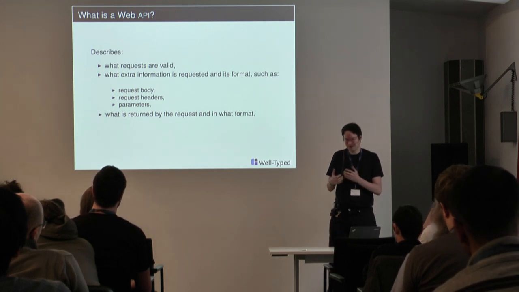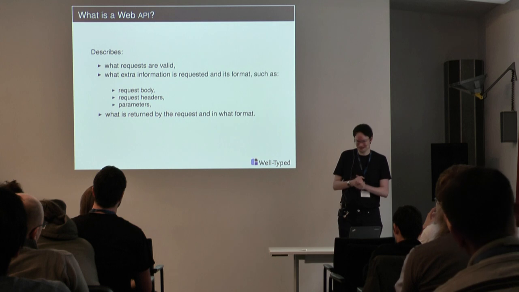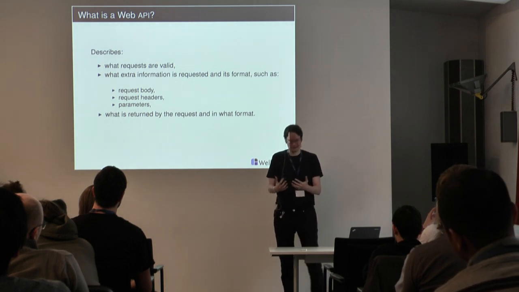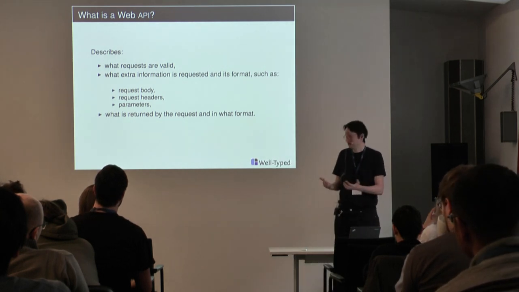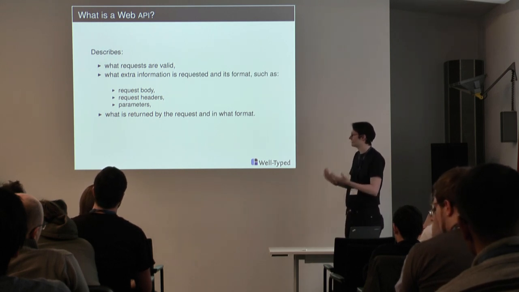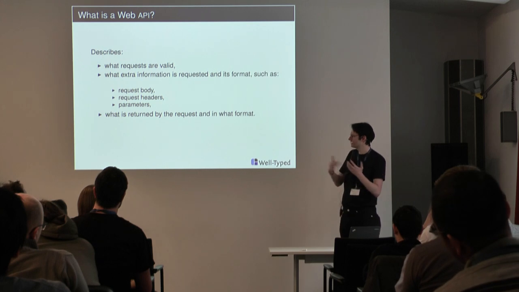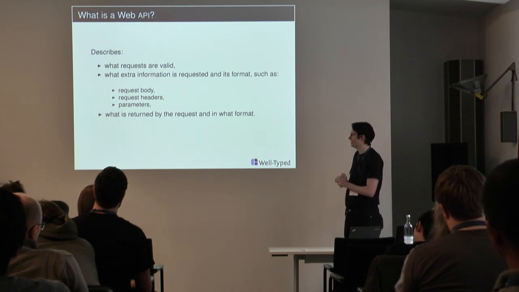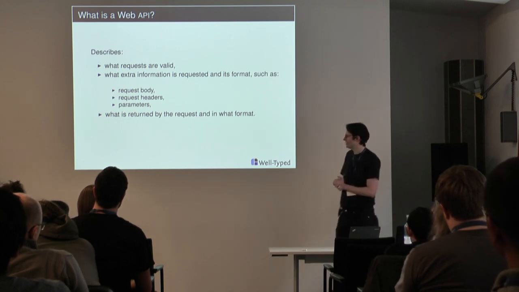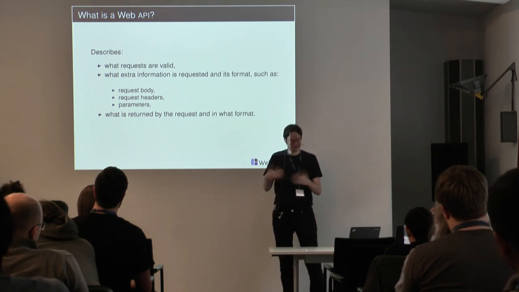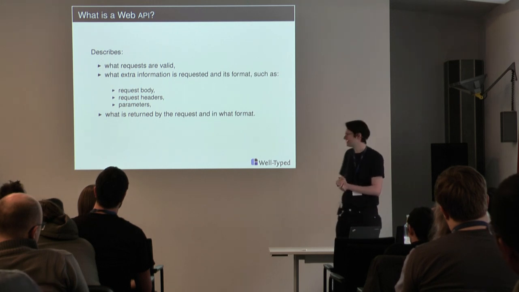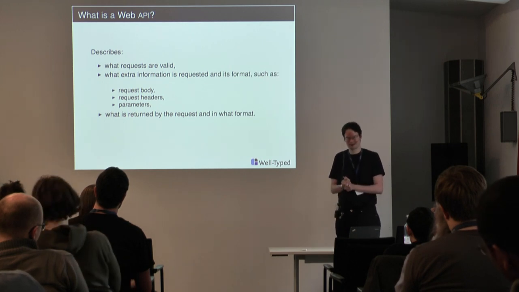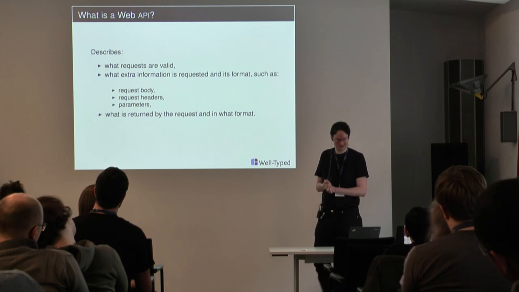So if you think about what a web API is, informally, then it describes what requests are valid, what kinds of requests you expect, what extra information you expect, so what you expect of the request body, what you expect of the request headers, what kind of parameters are there, what format the body should be in, and so on and so forth. And it also describes what the response is like, what status codes are being sent, what the response body looks like, what is an acceptable format of the response body, what's not, and so on and so forth.